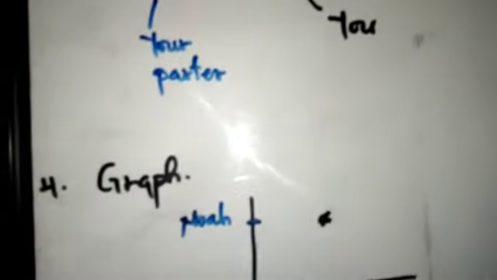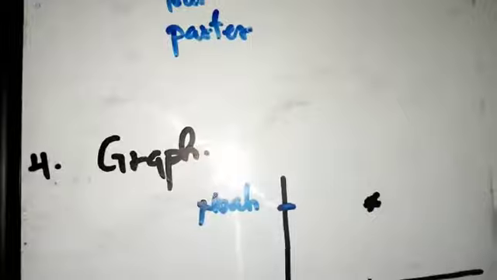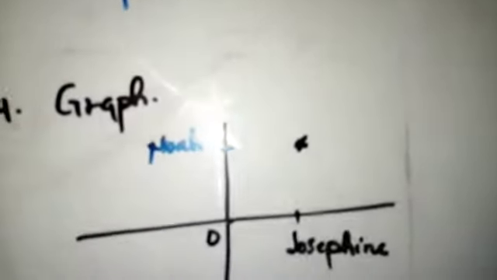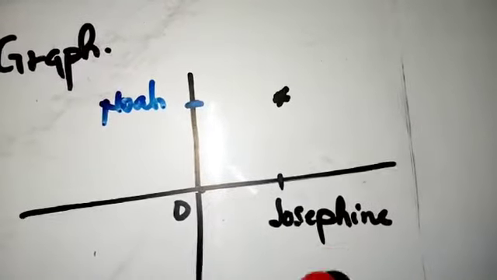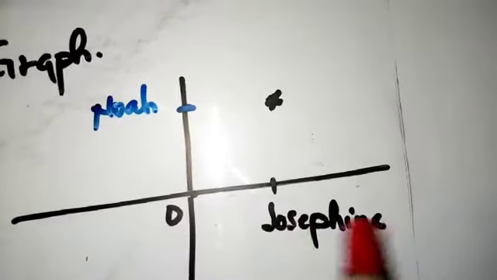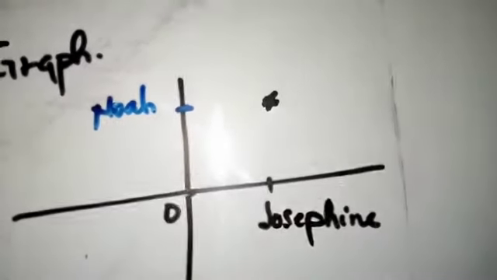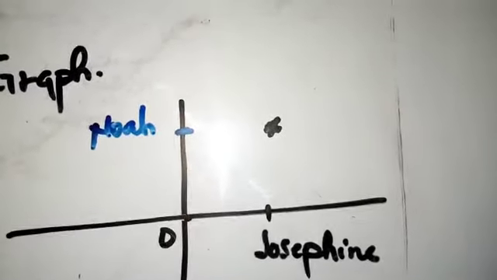Now the fourth way of representing a mapping is by using a graph. I have a simple graph here on my board. This is what we call a coordinate system, two lines intersecting like this. You have to make sure that you know the arrangement, because the arrangement matters here.